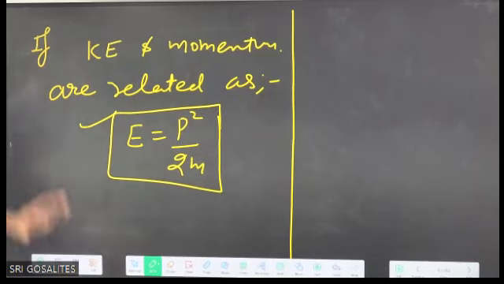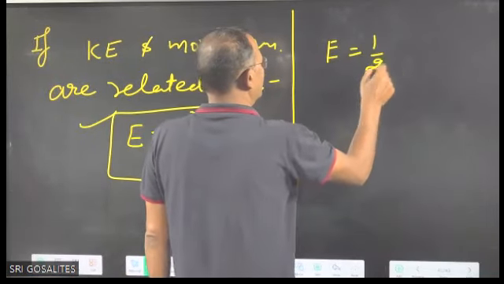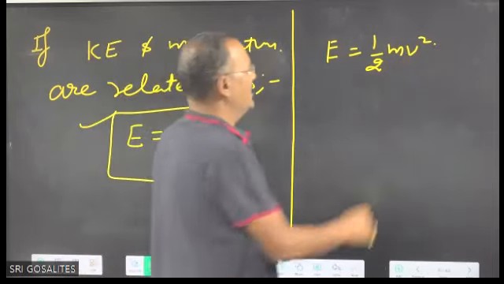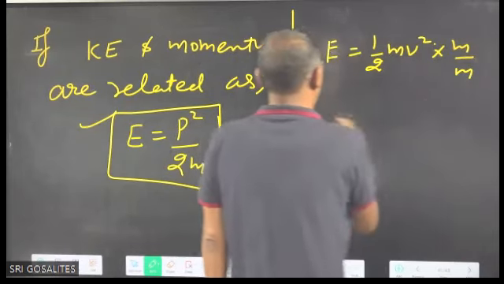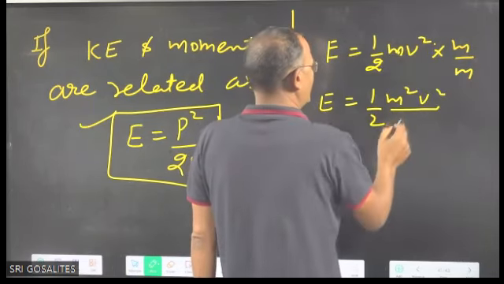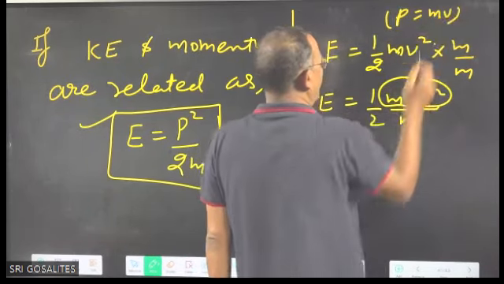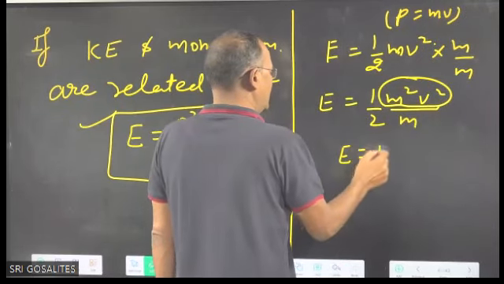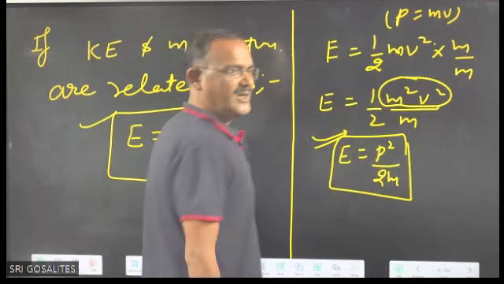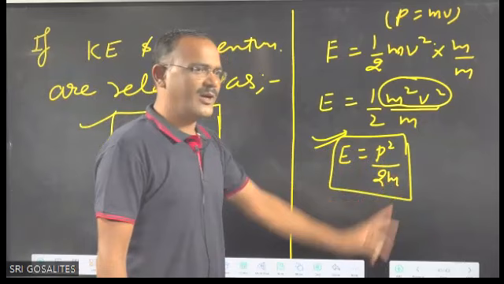Now, first you should learn how the energy is related with the momentum. Bacho, you know this kinetic energy is what? Half mv square. If I multiply with m and m, then it becomes half m square v square upon m. mv is called what? Momentum. Product of mass and velocity is called momentum. So kinetic energy is given by this formula also in terms of momentum. Okay, E equals P square upon 2m.